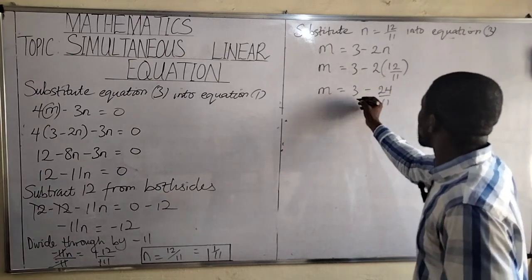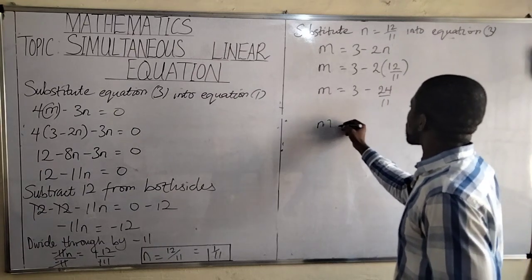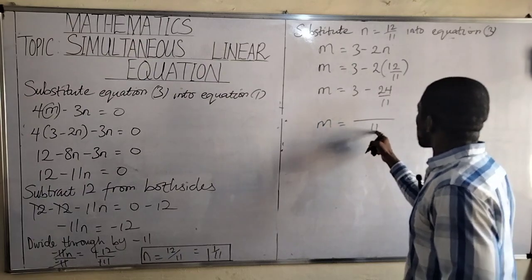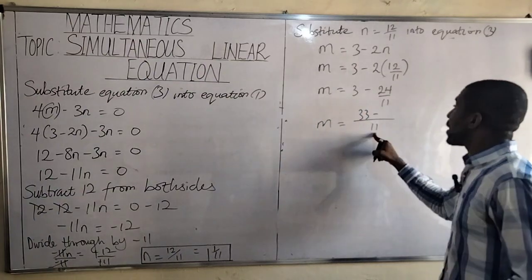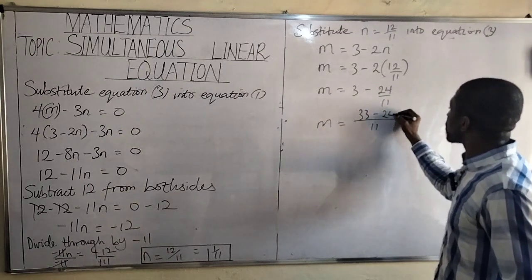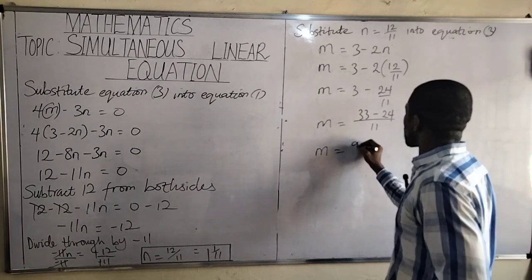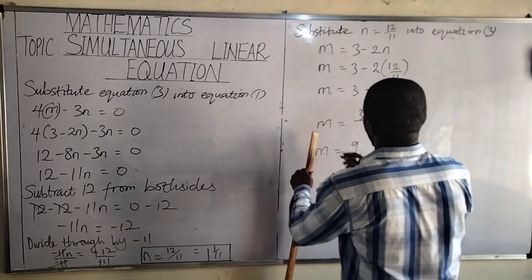And this is 3 over 1. So get the LCM of the denominators. 11 going into 11 is 1, and 1 times 3 is 33 over 11, minus 11 going into 11 once, 1 times 24 is 24. So m is equal to 33 minus 24, which gives us 9 over 11. And this is the value of our m.